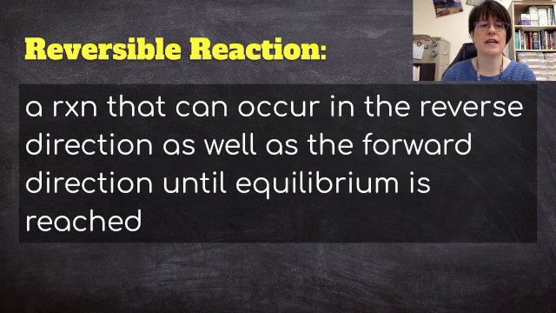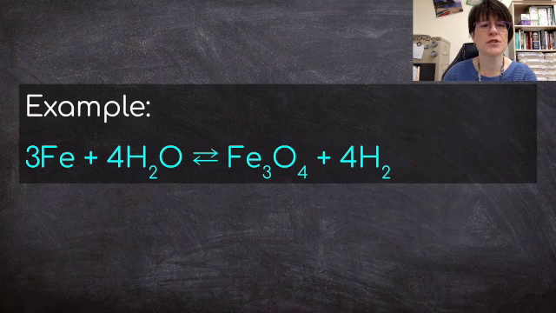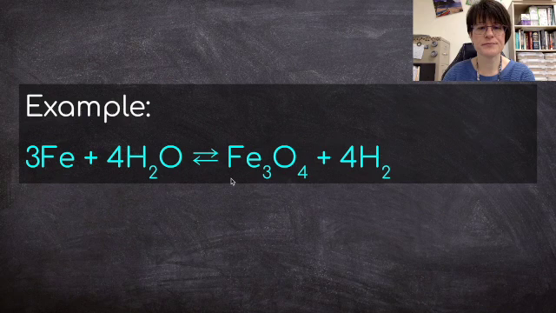So a reversible reaction is a reaction that can occur in the reverse direction as well as the forward direction until equilibrium is reached. So an example of such a reaction is this. We have 3Fe, which is iron, plus 4H2O, so that's 3 atoms of iron, reacts with 4 molecules of water to produce iron oxide, Fe3O4, plus 4H2, so 4 molecules of hydrogen gas. So in this reaction, notice the reversible arrow. It is a reversible reaction.